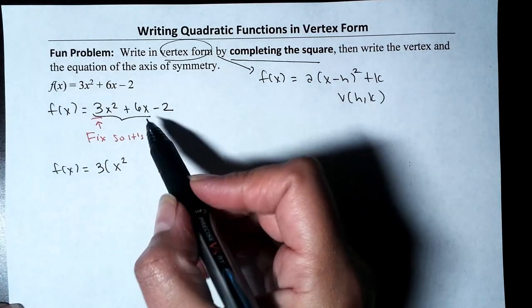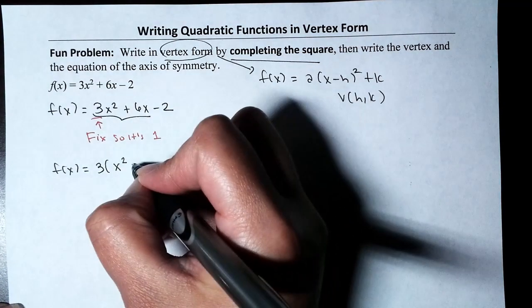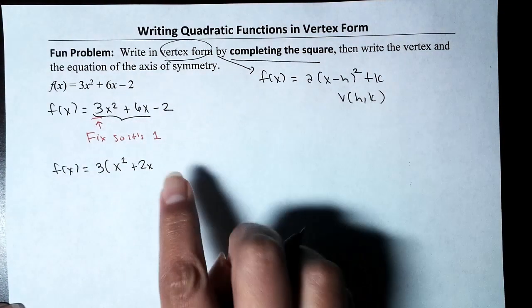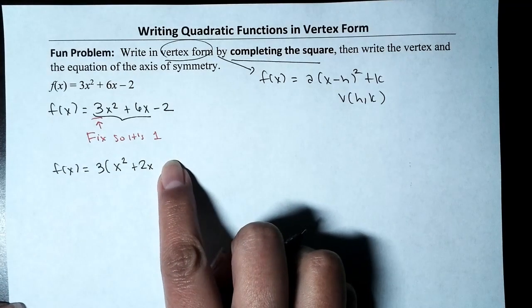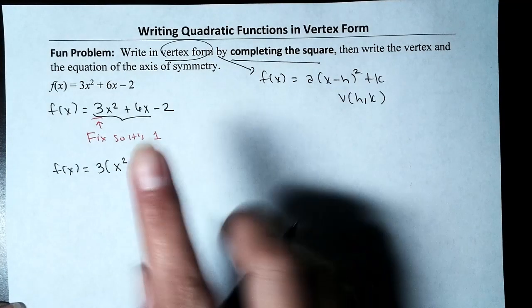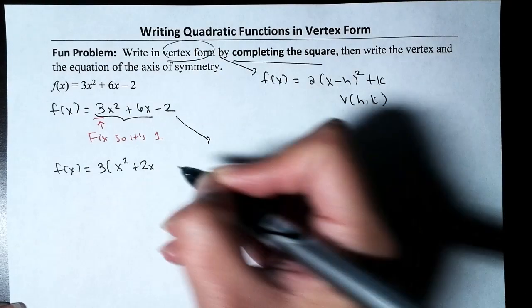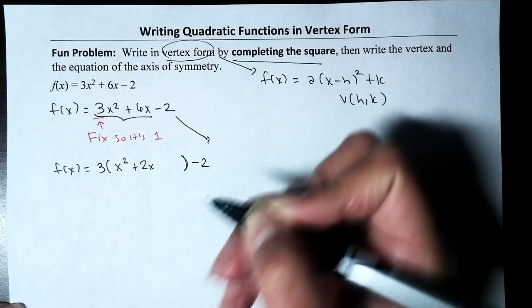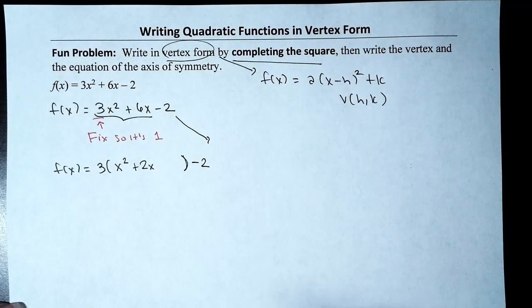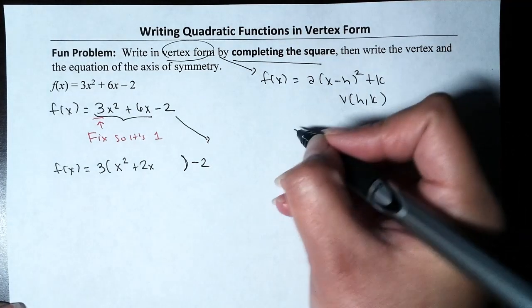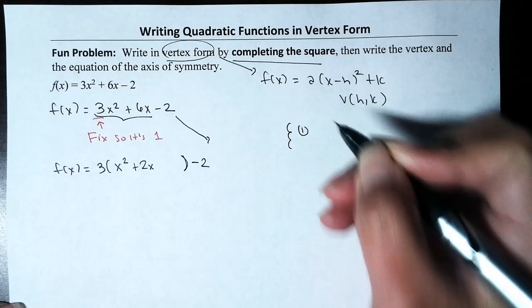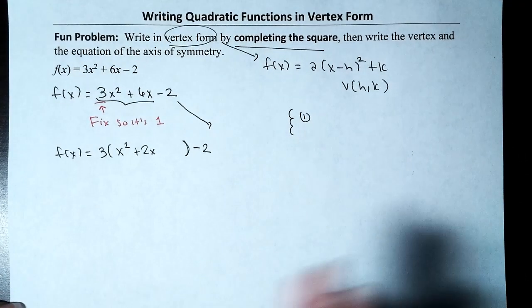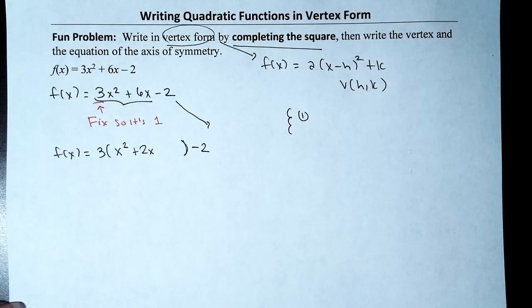Fantastic. Keep going. 6x divided by 3 is 2x, and then we're going to put a little gap because we want to complete the square, so we're going to add something, but we can't just ignore that minus 2. So let me close the parentheses, and then we'll bring down the rest of the problem. To complete the square, it's a 4-step process. 1, we're going to identify b, 2, multiply it by half, 3, square the result, and then 4, add the result.